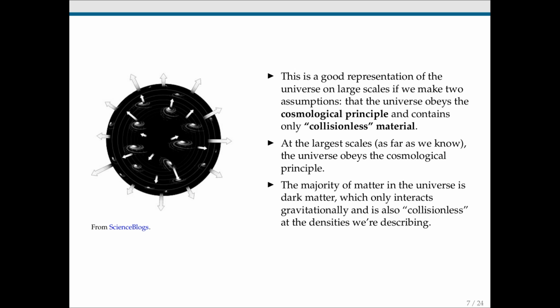Now, at the largest scales, all our observations say that the universe has pretty much identical properties no matter where you look. Meanwhile, galaxies are generally too far away from each other to slingshot off of each other and experience a lot of gravitational deflection. So, we can actually assume that the universe follows the cosmological principle and contains collisionless material. So our assumptions are pretty good.